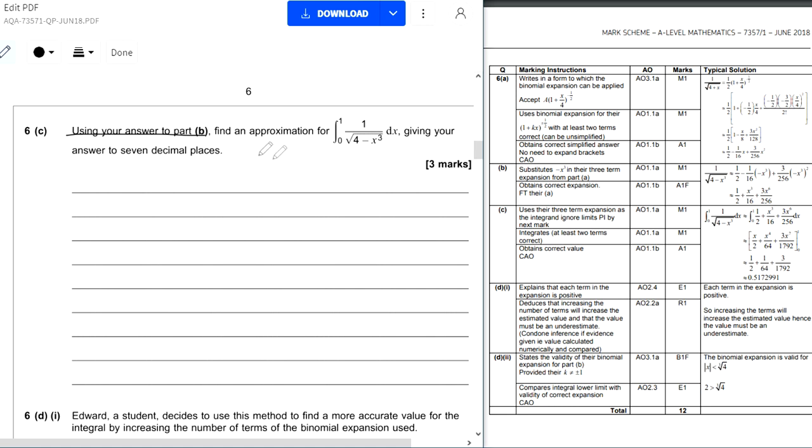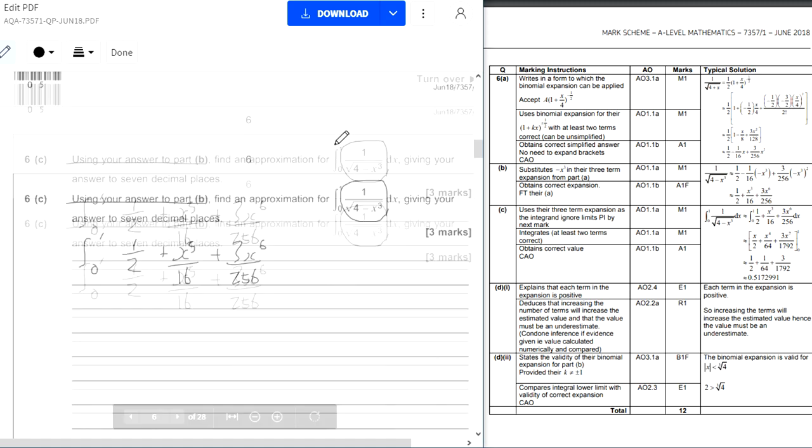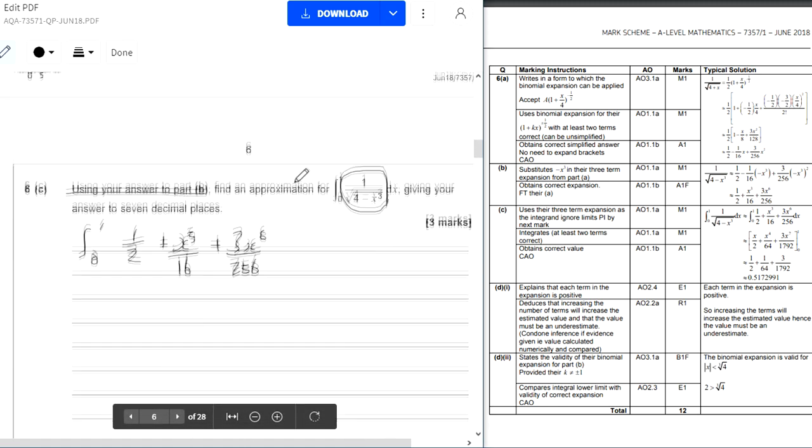Again, we've got to use part B. Find an approximation to that. So, where can we use part B? Well, we can just replace that with what we got. So we can rewrite this as 1/2 plus x cubed over 16 plus 3x to the 6 over 256, I think it was. Yep. dx.